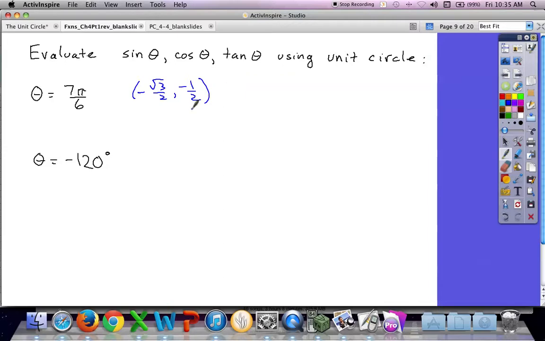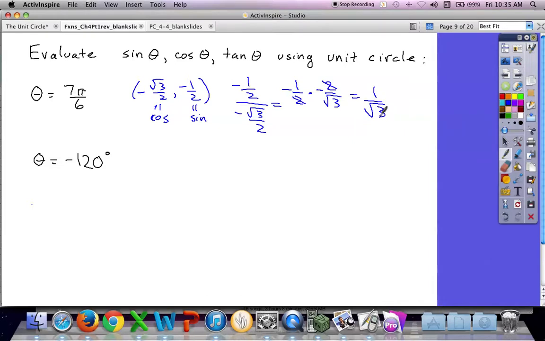So the sine, this is the sine, this is the cosine, and then how do we find the tangent? Sine over cosine. So divide these two. Negative 1/2 divided by negative square root of 3 over 2, which is negative 1/2 times negative 2 over the square root of 3. Right? Flip and multiply. And then cancel the 2's. Negative times negative makes positive, so that is 1 over the square root of 3.